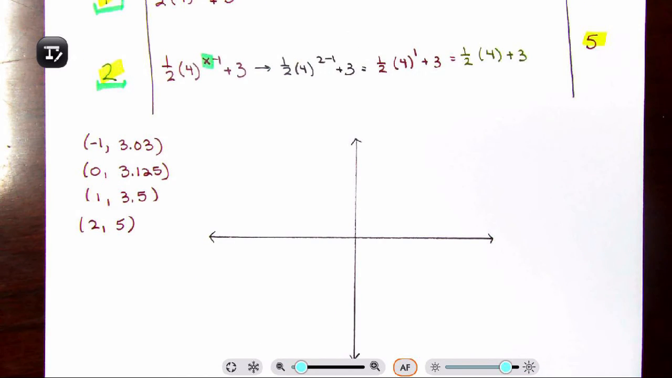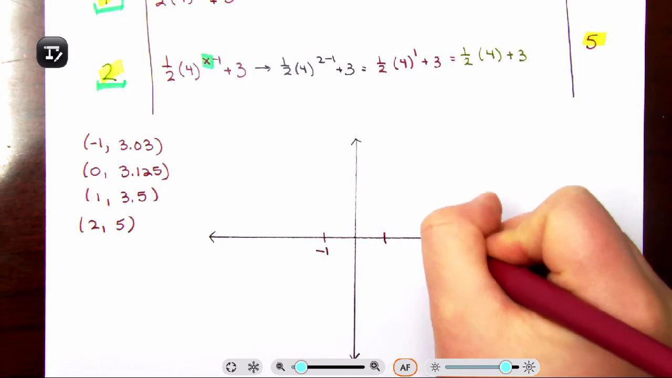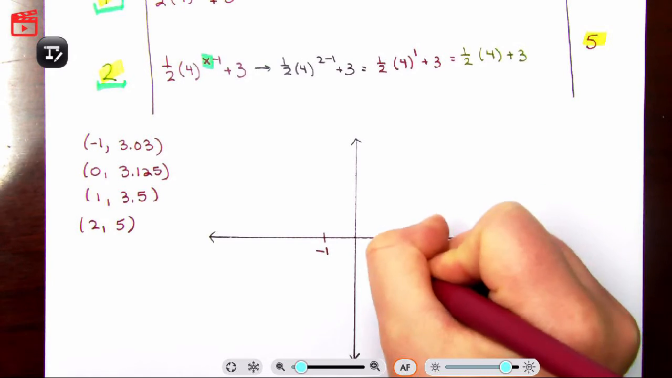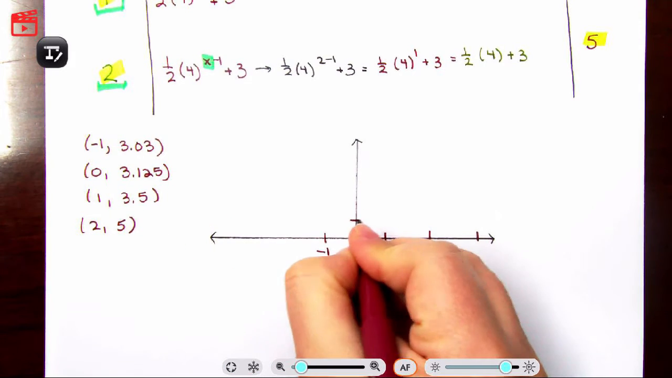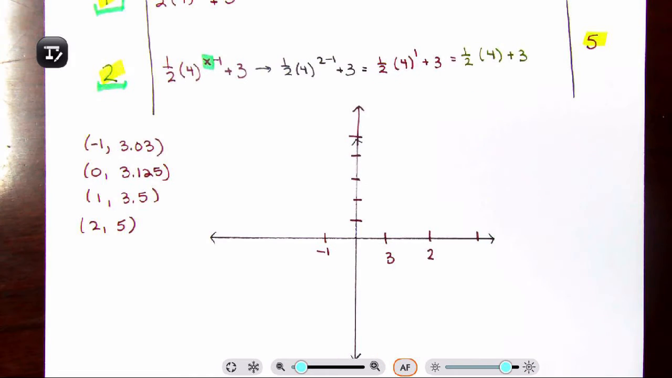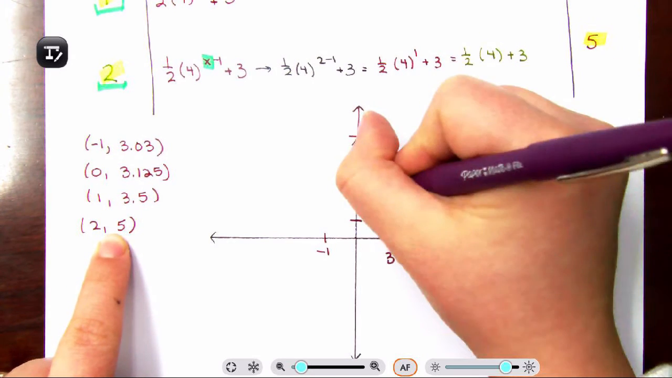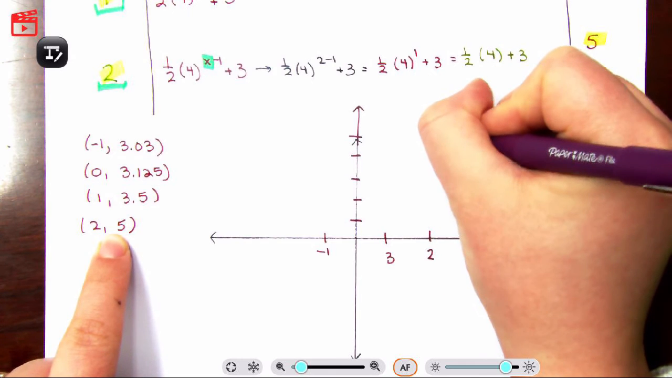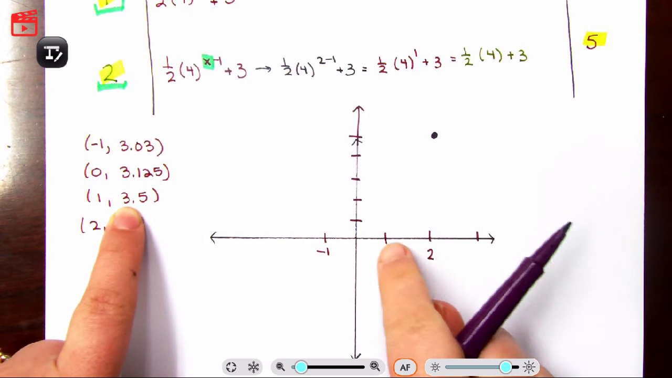I recommend creating your own graph. Don't use something that's already pre-printed because you can make things work your own way. This is -1, 0, 1, 2, 3. And this is where I mean you can make things your way. I need a lot of 3s and I need to go up to 5. So 1, 2, 3, 4, 5. And you can make it bigger. So let's go ahead and graph these points. I'm going to choose this one, 2 and 5, first, just because it is 1, 2, 3, 4, 5. The easiest one to graph. Then I have 1 and 3.5.